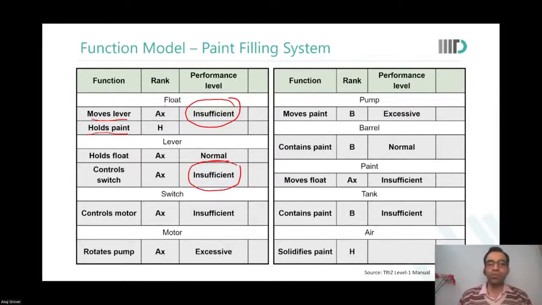Now the switch controls the motor. For the motor, it is the switch that is not controlling it properly. So this action is insufficient. Now, when it comes to the pump, the motor is rotating the pump for extra time. It is happening excessively. That is where it is harmful also. Due to this, pump moves the paint excessively. And you notice we have put basic over here because paint is the target.